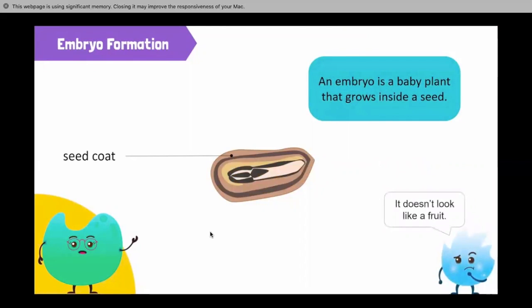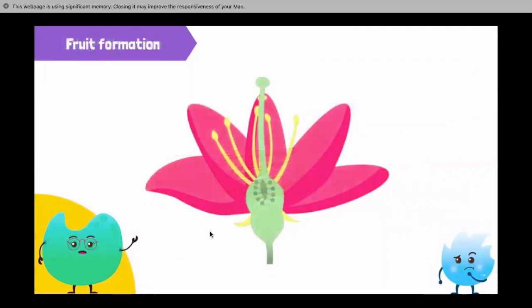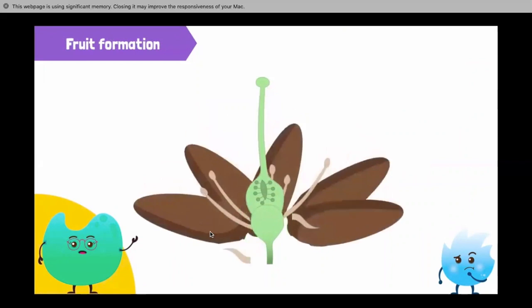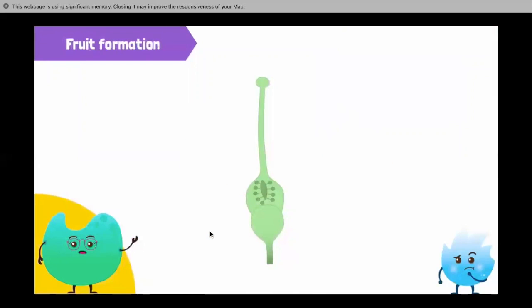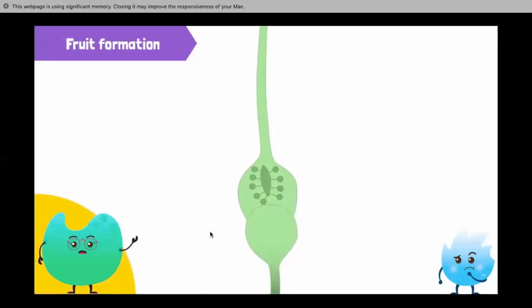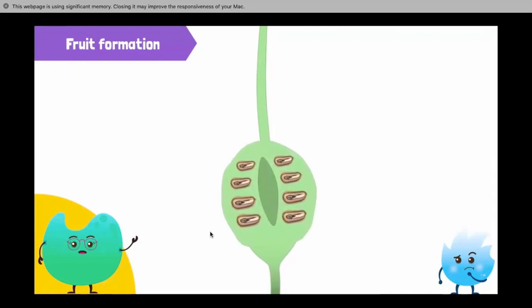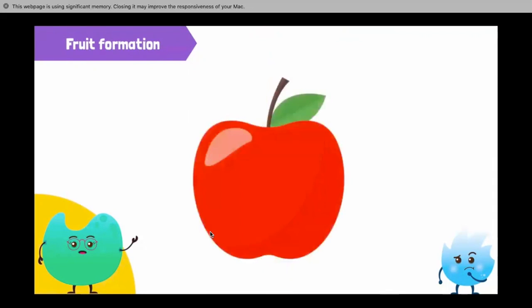But it does not look like a fruit at all. You're right, Spiky. After fertilization, several changes take place in a flower. For instance, the flower's sepals, petals, and stamens dry up and fall off. Then, the ovules, which contain the embryo, develop into a seed. The ovary grows bigger and ripens into a fruit.